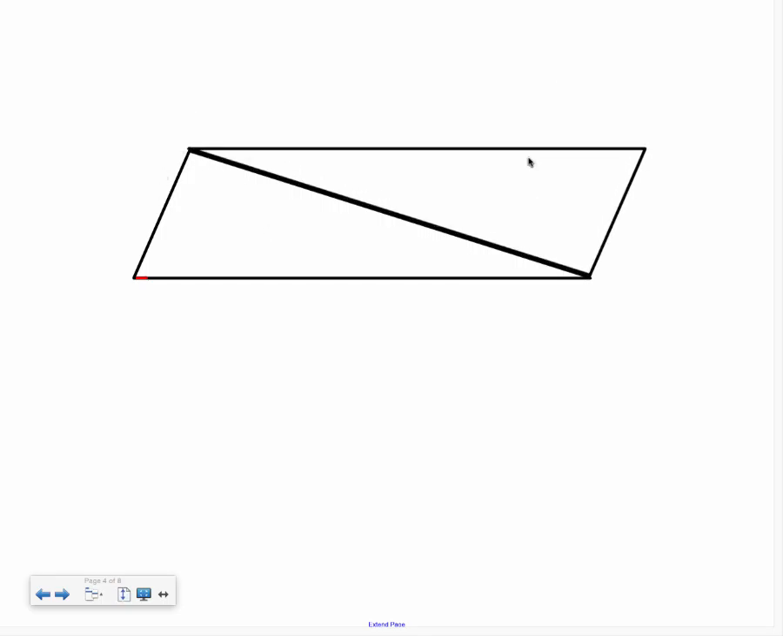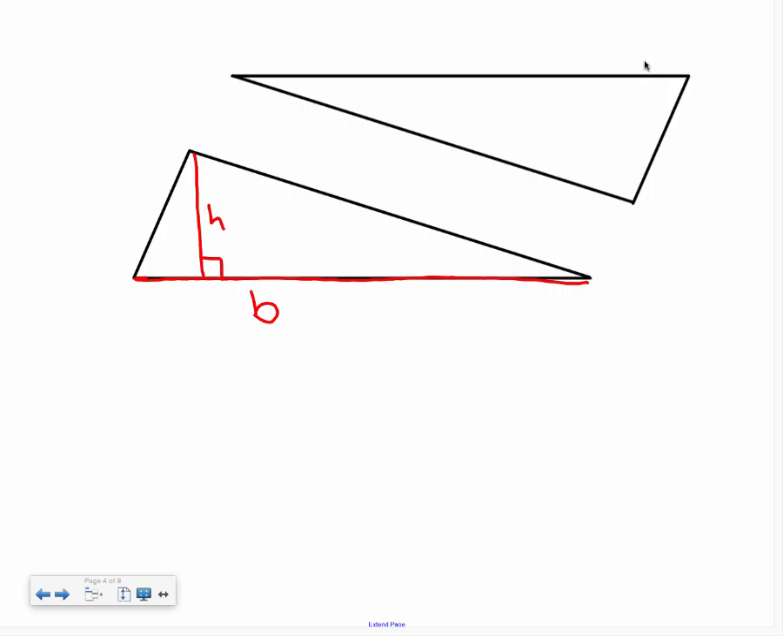So if we're looking at the area of this parallelogram, we would take the base and multiply by the height. Again, the height has to form a 90-degree angle with the base. If I split it into 2 triangles, I still have the base, the same measurement up top, and I would still have the same height from top to bottom.